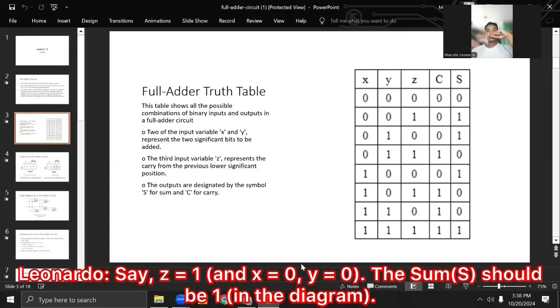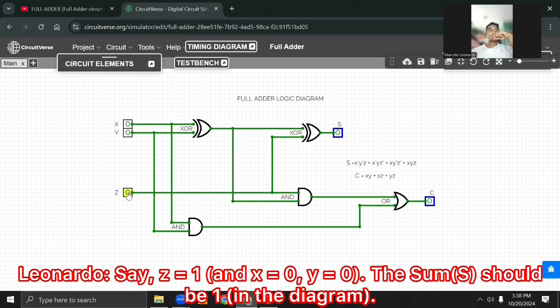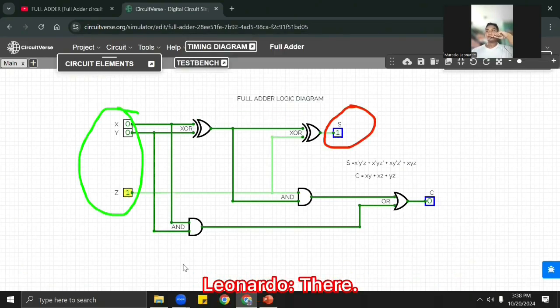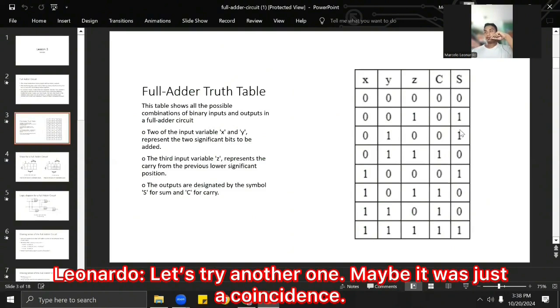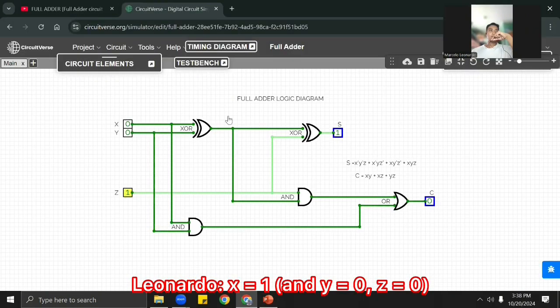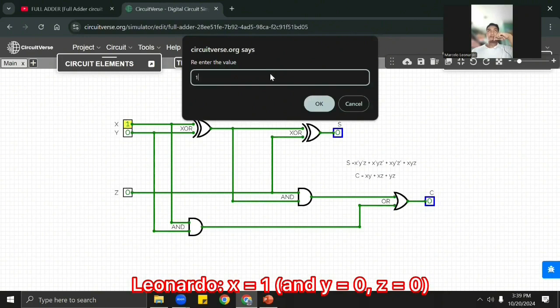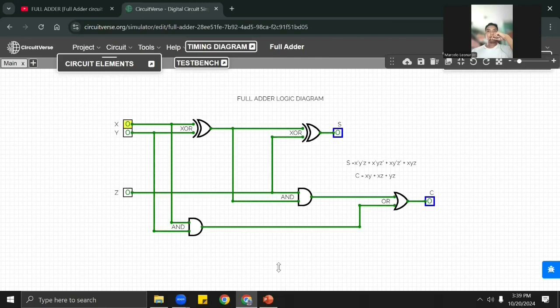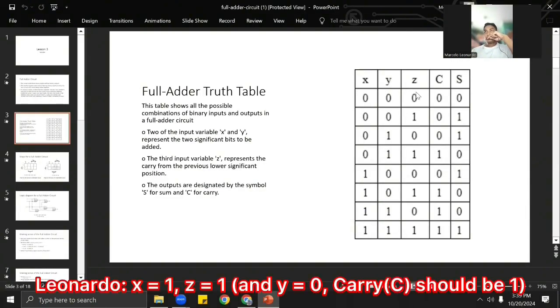Let's say Z is equal to 1. Dapat yung sum is 1. X 1. That is okay. 1 X Z.